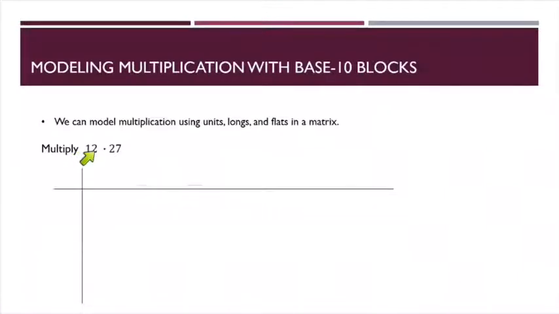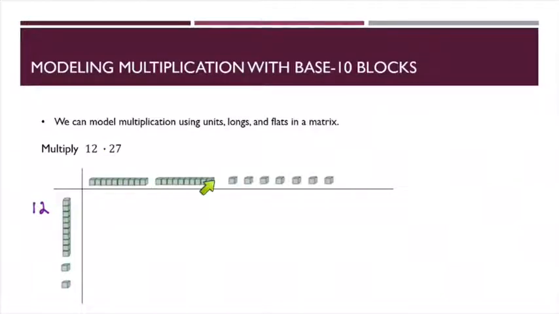So this would be 1 long and 2 units. And let's go ahead and label that number so we don't forget that's 12. And then we want to model 27, so that's going to make 2 longs and 7 units, and we will label that as well. Now, what is multiplication? Well, multiplication means I need to take each block from the first number and repeat it this many times. So for each of these, I would need to put down 27 blocks here.